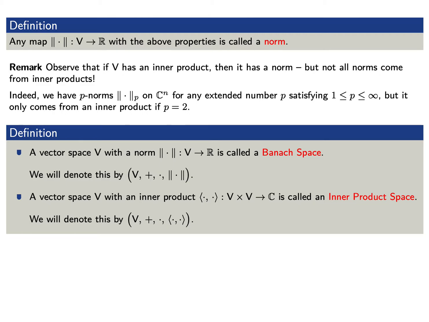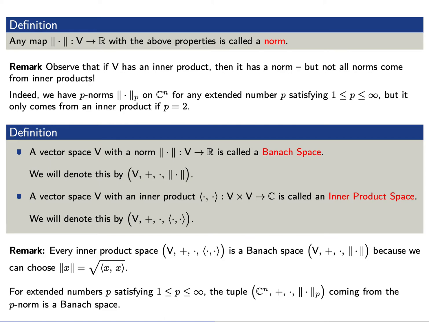We'll say that a vector space V with a norm is a Banach space, whereas a vector space with an angle bracket, that is the inner product, will be called an inner product space. The idea of a Banach space is that it's a vector space with a norm, since we have the concatenation Banach space. And the idea of an inner product space is that it's a vector space with an inner product space. Notice that every inner product space is automatically a Banach space because we can define its norm by the square root of the inner product of a vector x with itself. However, for extended numbers p between 1 and infinity, we can define a p norm, therefore we have a Banach space. But in general, these Banach spaces are not inner product spaces.